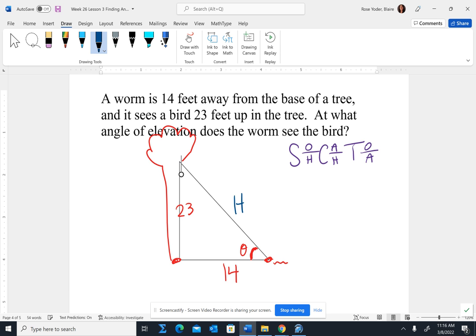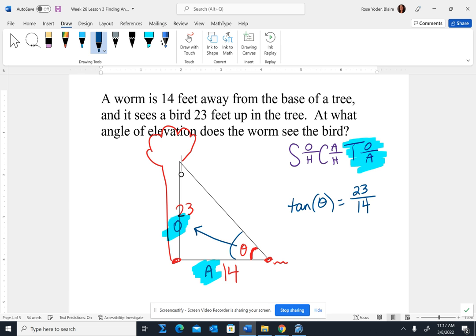Are we given the hypotenuse? No. Are we given the opposite leg? Yes. Are we given the adjacent leg? Yes. So take a second and decide which one that's going to be. Opposite, adjacent. It's going to be, ding, ding, ding, tangent. Tangent of what? The angle, theta, equals O over A, 23 over 14.